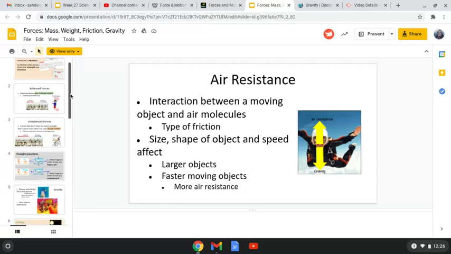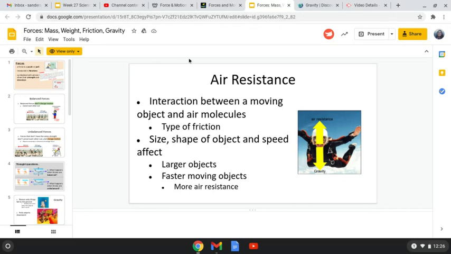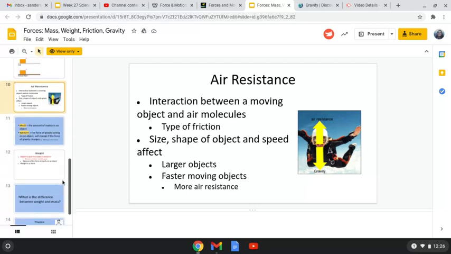All right, so this is just an overview of the four main forces that we're going to discuss in this unit. We are going to be applying those forces and looking at examples. So make sure you have mass, weight, friction, and gravity down pat before we can move on.